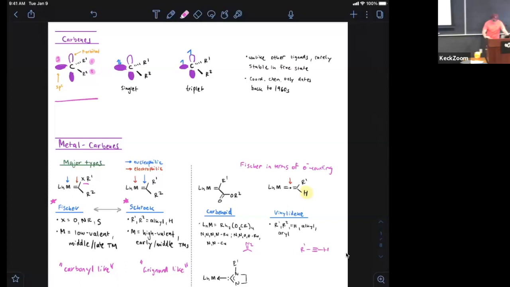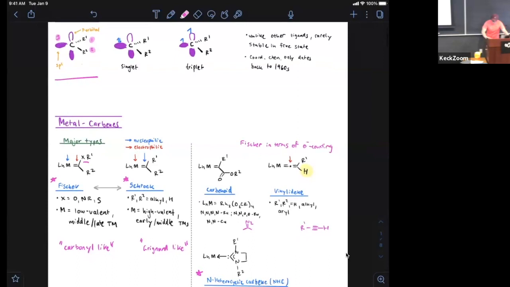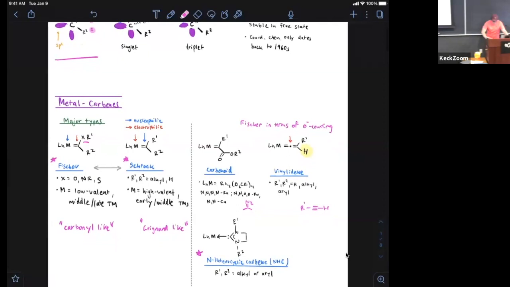And this is a relatively new field compared to other things we've covered, a subfield of study within organometallic chemistry, because it really only came online in the 60s and 70s.